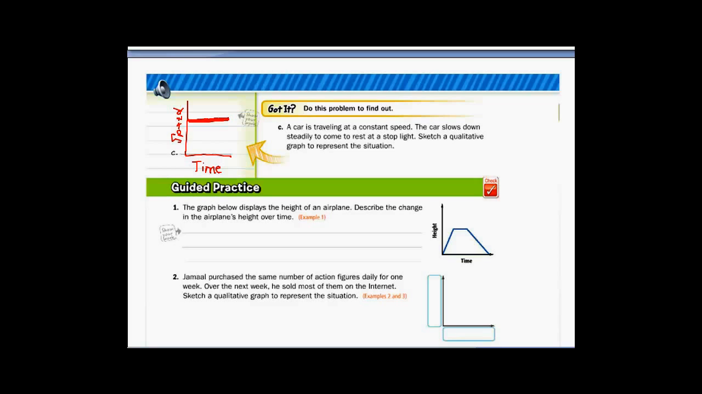And then whenever he comes to rest at a stoplight. So if here's a stoplight, you're traveling on, do you just stop and brake it? No, we're not slamming on the brakes. You steadily come to a rest. Now, we should probably go ahead and extend that out a little bit more. So constant speed, steadily come to a rest as you apply your brakes, and you are at a stoplight.